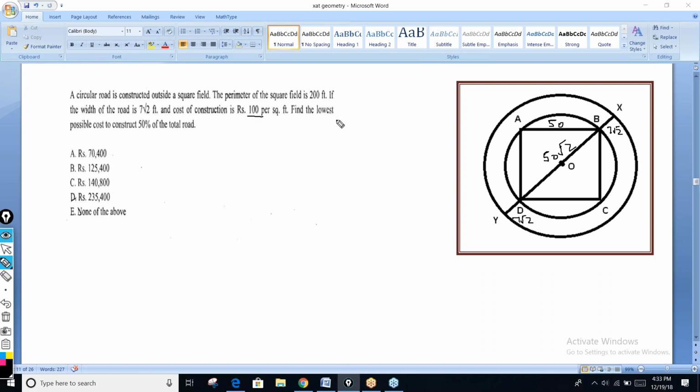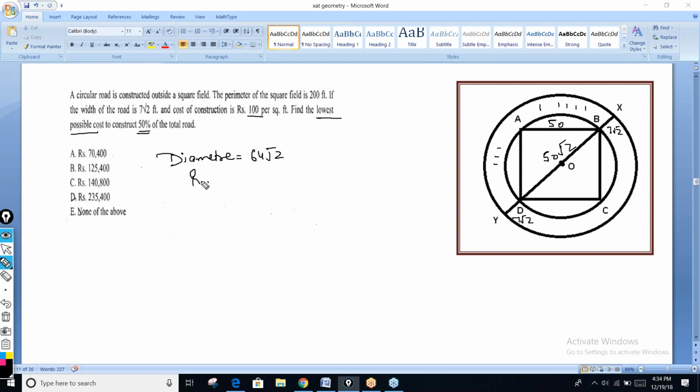The cost of the construction is 100 per square feet. Find the cost to construct 50% of the total road. Lowest possible is basically of no use. We need to find the cost to construct 50% of the road. So I take the bigger circle, and if I subtract the area of the inner circle, I'll get the area of this part. The diameter of the bigger circle is 7 root 2 plus 50 root 2 plus 7 root 2, that is 64 root 2.